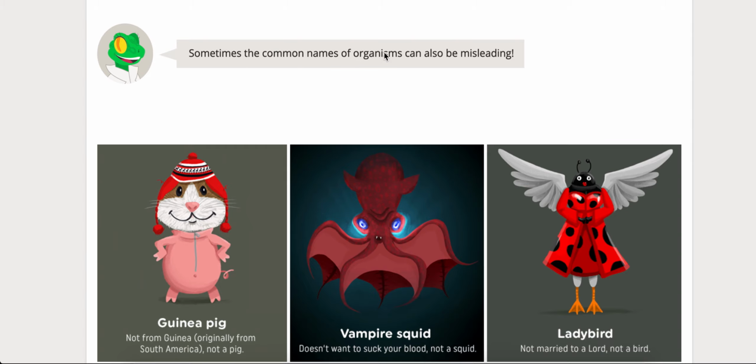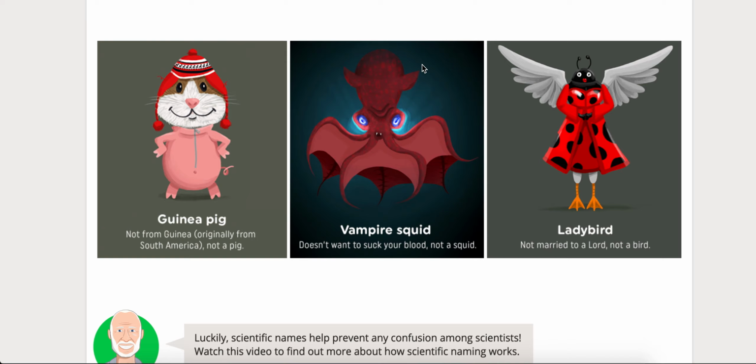Sometimes the common names of organisms can also be misleading. Look at these three images we've got here. The one on the far left is a guinea pig. This organism is not from Guinea, it is originally from South America, nor is it a pig. In the center, we have a vampire squid. And no, it does not want to suck your blood, and neither is it a squid. And lastly, we have a ladybird. It's not married to a lord, therefore it cannot be a lady. Neither is it a bird.